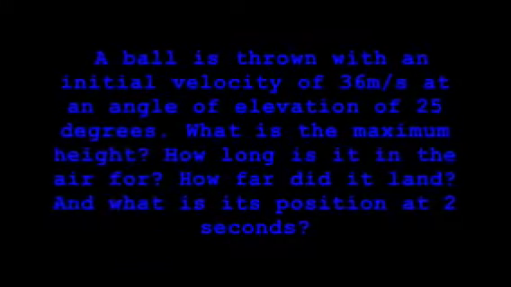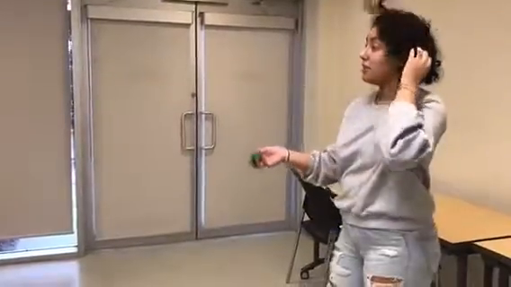Okay, let's get started. Using the exact velocity or angle of elevation.